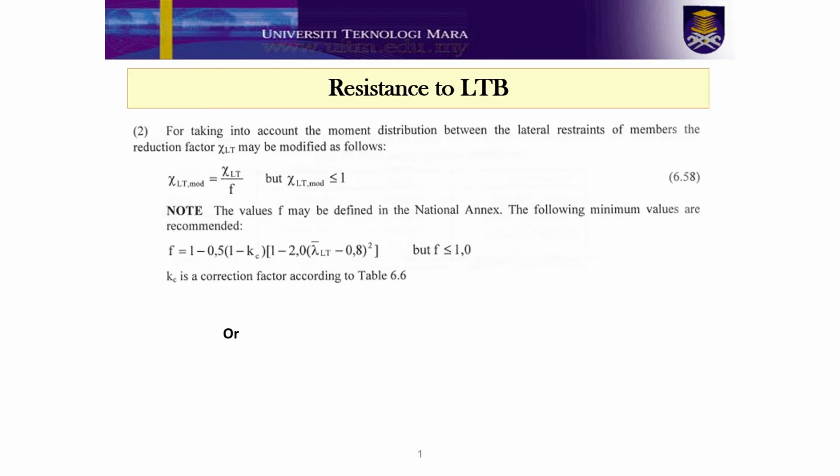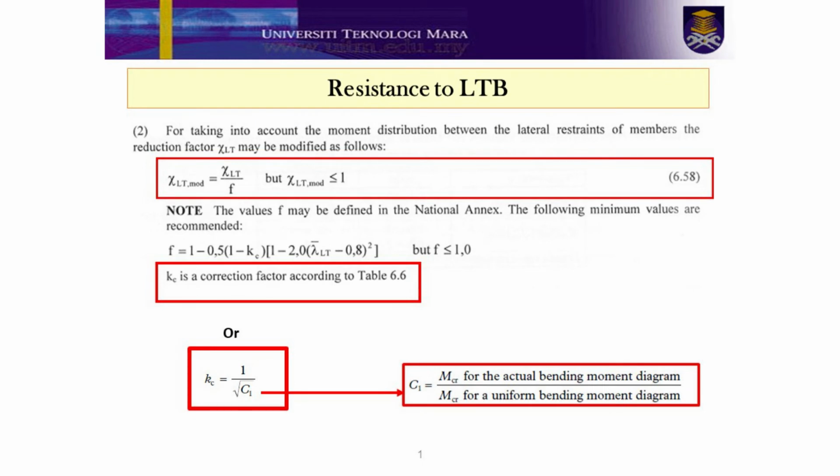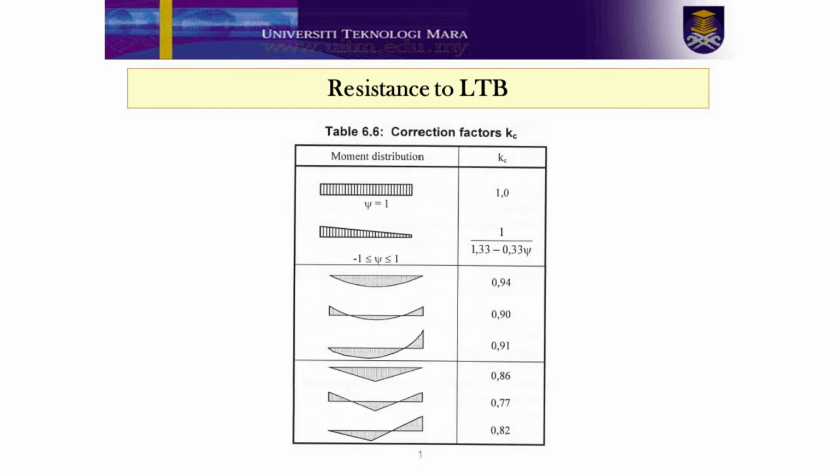In order to take account of the bending moment curve between points of lateral restraint, the reduction factor may be modified as given in equation 6.58, in which kc is determined based on table 6.6. Given in table 6.6 are the correction factors for various bending moment curves between the 2 points of restraint.